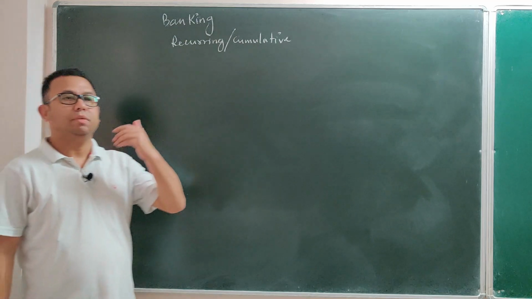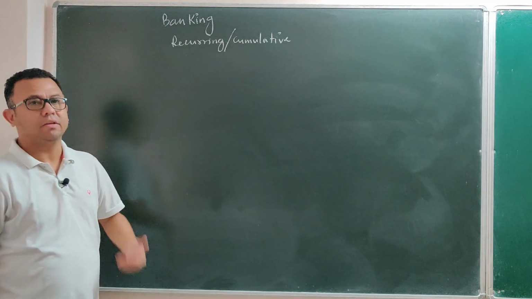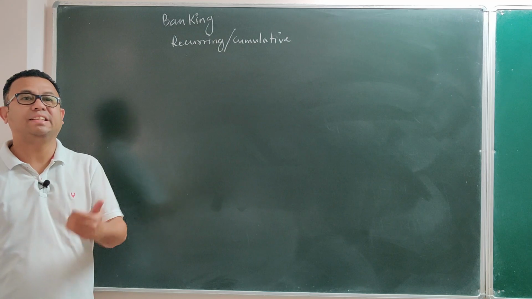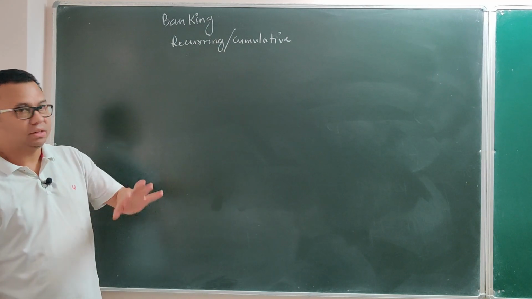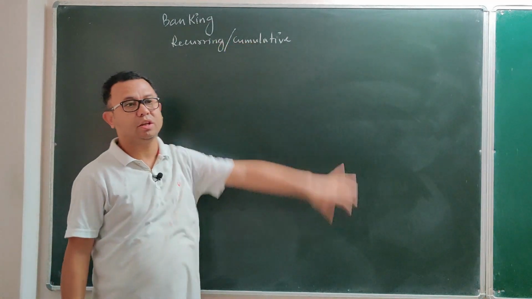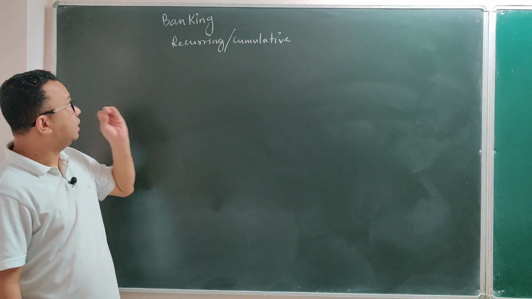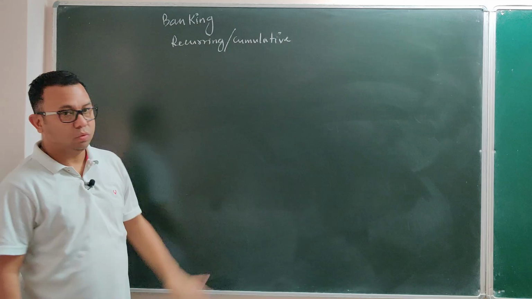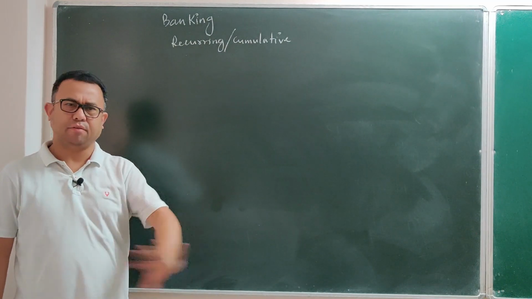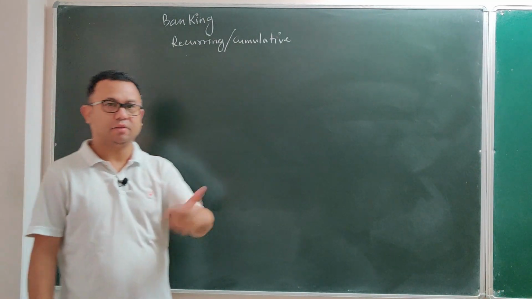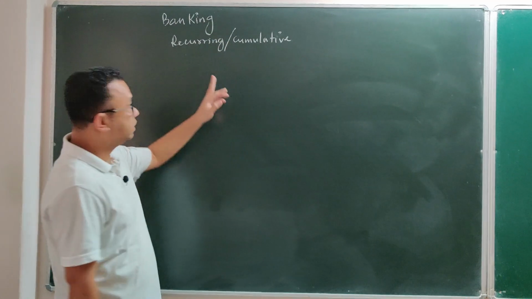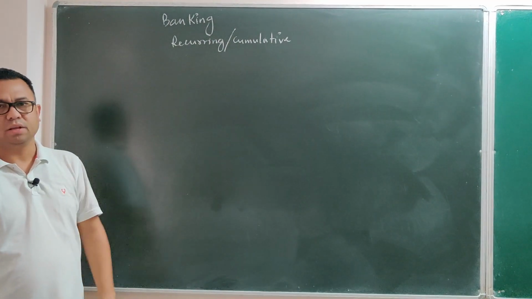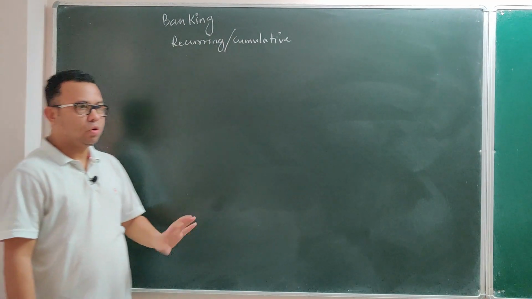There are also many other kinds of accounts, like current account, fixed deposits, so many kinds, but we'll study only recurring or cumulative deposit. Your syllabus has only recurring deposit. In the board exam, one question is set from here every year, but there have also been years, like before last year, when two questions were set from this chapter. They are very, very simple. I don't want to complicate things.